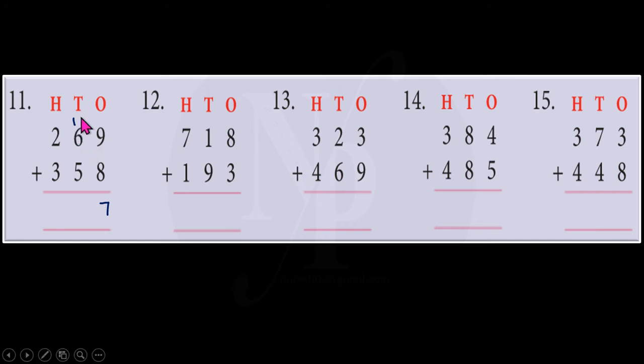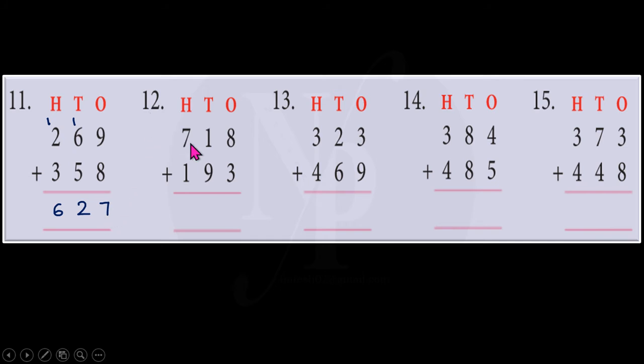Here I add the digits in tens column. First I add 1 and this 5 here. 1 plus 5 is 6 and 6 plus 6 is 12. So 12 tens are regrouped as 100 and 2 tens. Now we add the digits in hundreds column. 1 plus 2 is 3, 3 plus 3 is 6, which represents 6 hundreds. So I write 6 in hundreds column. Therefore, the sum of 269 and 358 is equal to 627.